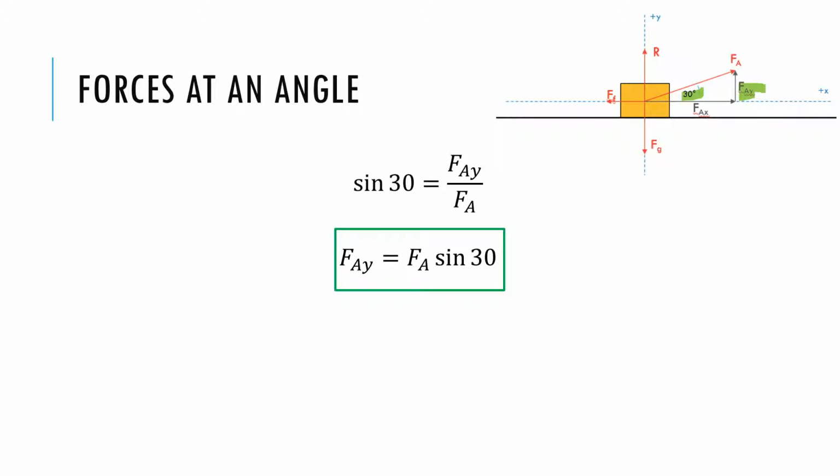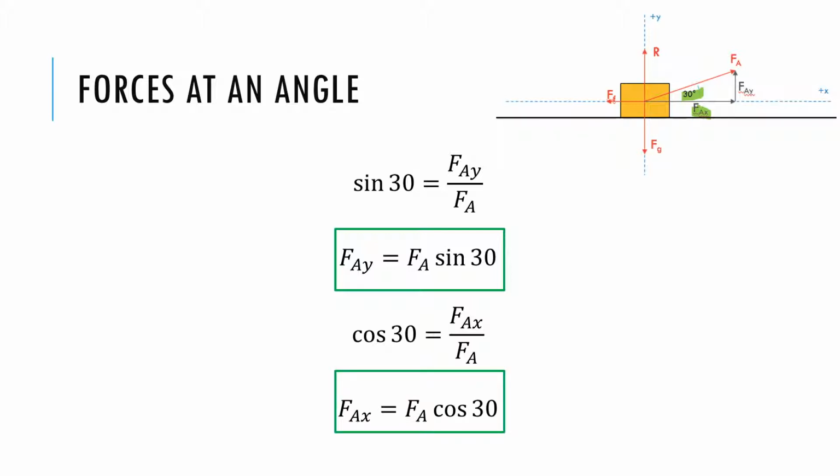I can do the same thing for cosine. Since my x component is adjacent to the angle, it's next to it but it's not the hypotenuse, I can do cosine is adjacent side divided by the hypotenuse and solve for my x component. These are very common. This is how these usually work out as long as we're looking at the same kind of drawing with the angle in the same place.